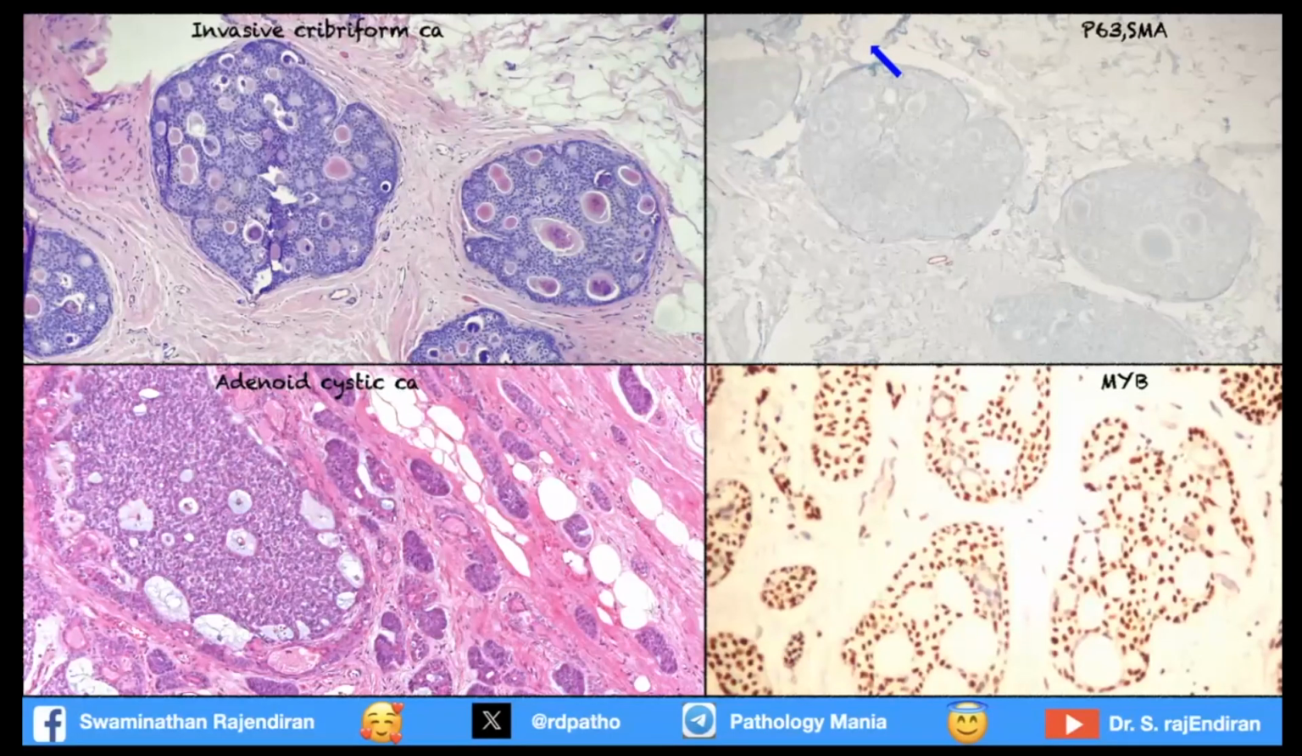This is an invasive cribriform carcinoma. Here, the myoepithelial cells are absent, whereas in DCIS, the myoepithelial cells should be present. And adenoid cystic carcinoma, you all know we have a specific marker, MYB, a nuclear marker, which will be positive.